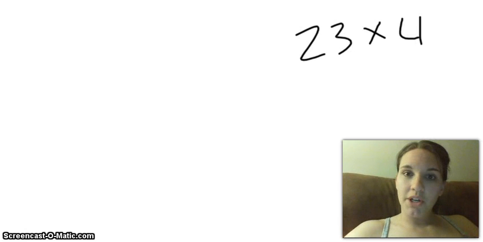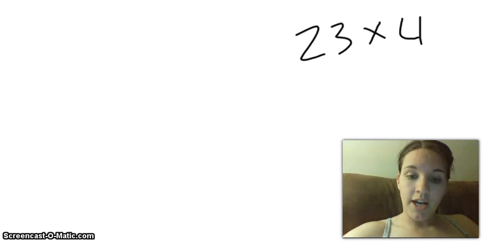So the first problem we're going to look at is 23 times 4. Before I explain exactly how to do partial products, we need to talk about what partial products are. Partial products are part of the entire product. So instead of just doing 23 times 4, we're going to break that down into two simpler problems that we could do mentally, and then we're going to put both of those partial products back together. Let me show you what I mean.